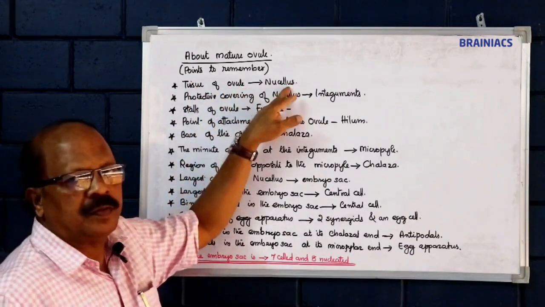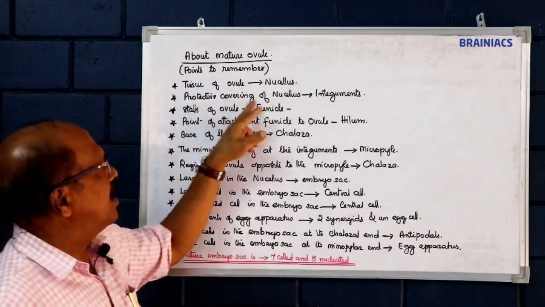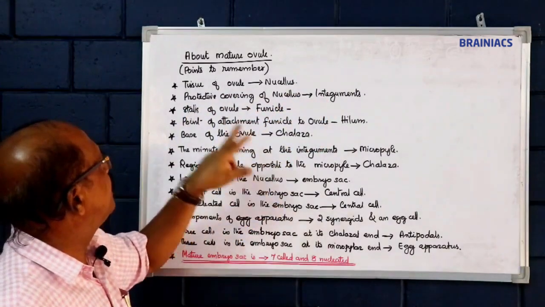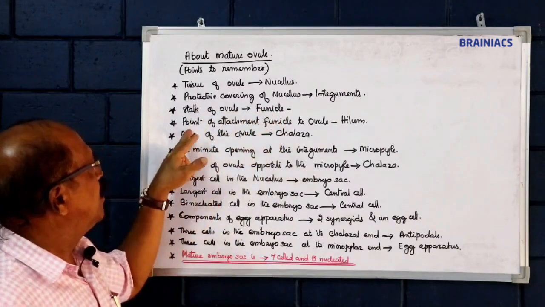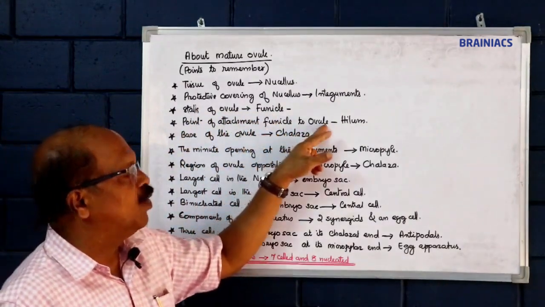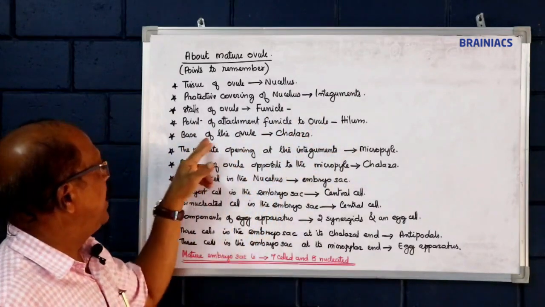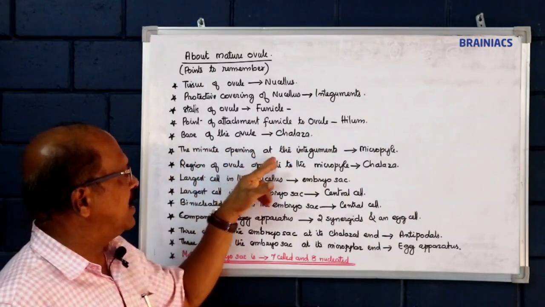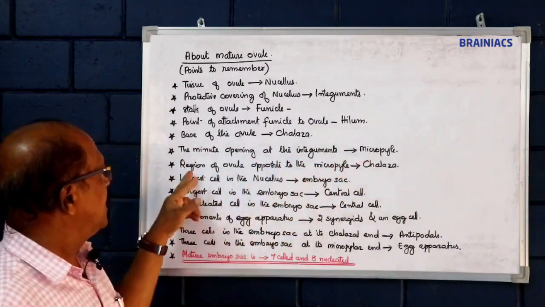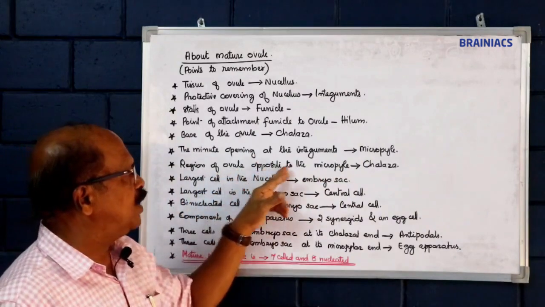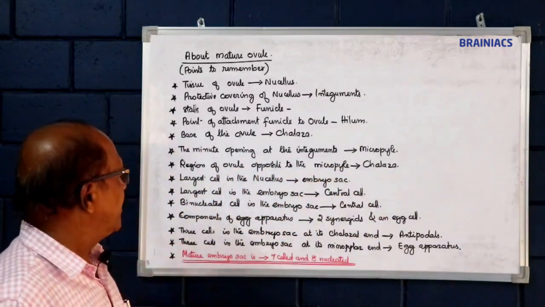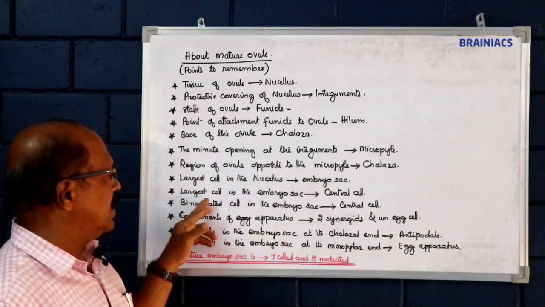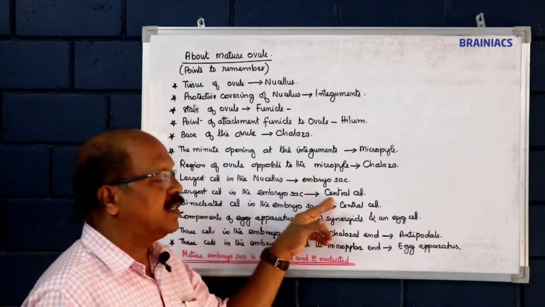Tissue of the ovule, nucellus. Protective covering of the nucellus, integuments. Stalk of the ovule, funicle. Point of attachment of funicle to the ovule, hilum. Base of the ovule, chalaza. The minute opening at the integuments, micropyle. Region of the ovule opposite to the micropyle, chalaza. Largest cell in the nucellus, embryo sac. Largest cell in the embryo sac, central cell.